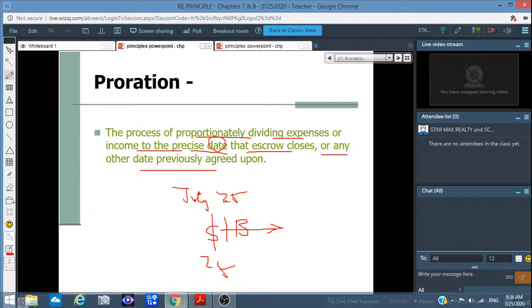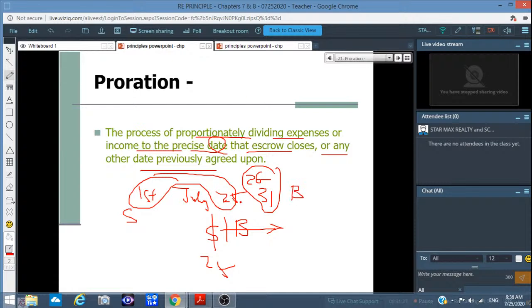Okay, so July goes to 31st, right? So the 26th to the 30th, that's the buyer's responsibility. Okay, the 1st to the 25th is the seller's responsibility. OK，如果今天结束的话，25号，今天还是屋主的，OK，所以26号到31号是买主去负责，OK，1号到25号的话是属于卖主的。OK.